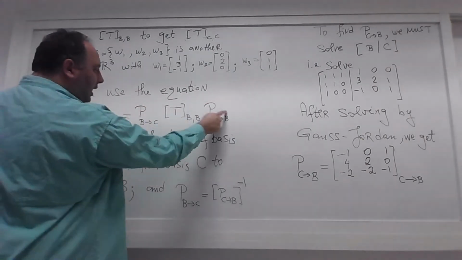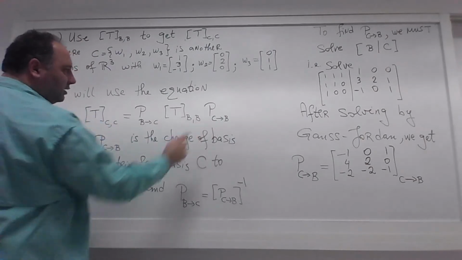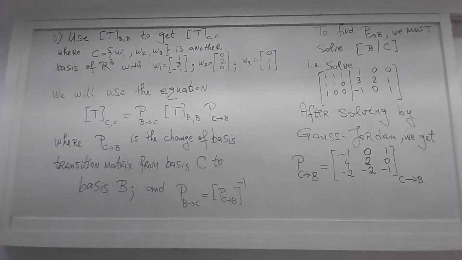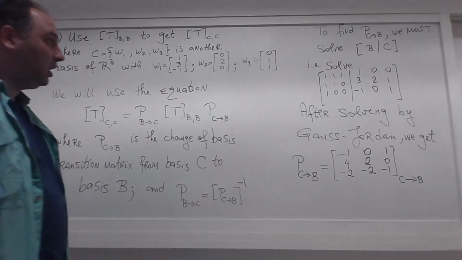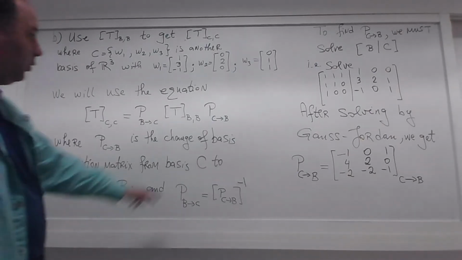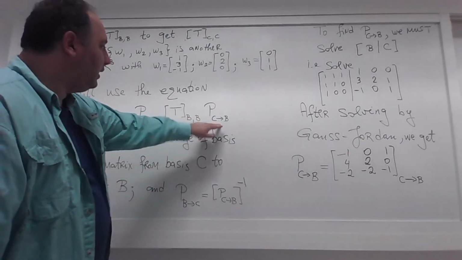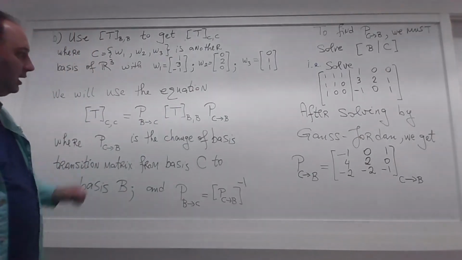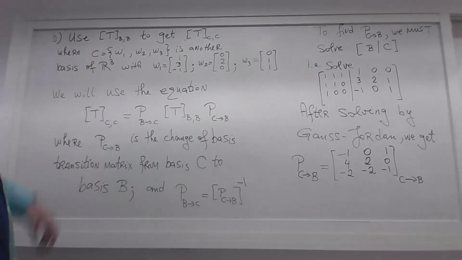Obviously, these two change of basis transition matrices are inverse of each other. We know that. You don't need to show that, we know it. Okay, so we are almost there. We need to compute this one, and then we need to compute its inverse, which is this one. And then we multiply everything, and everybody's happy.